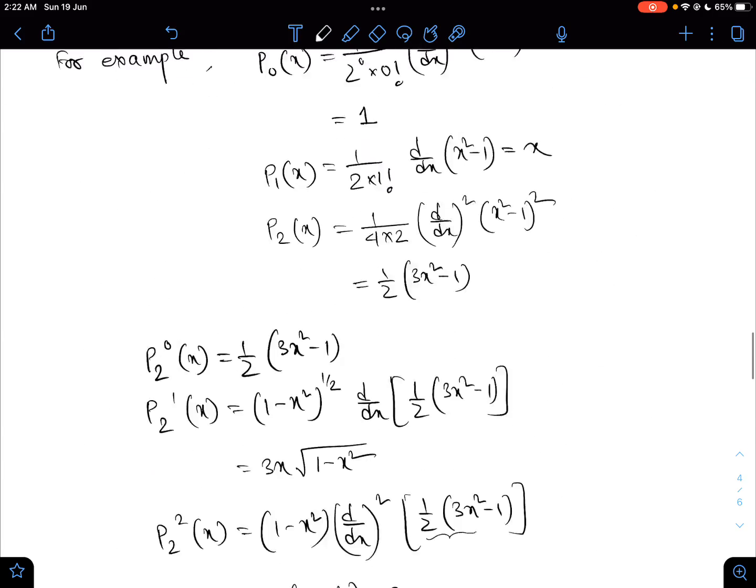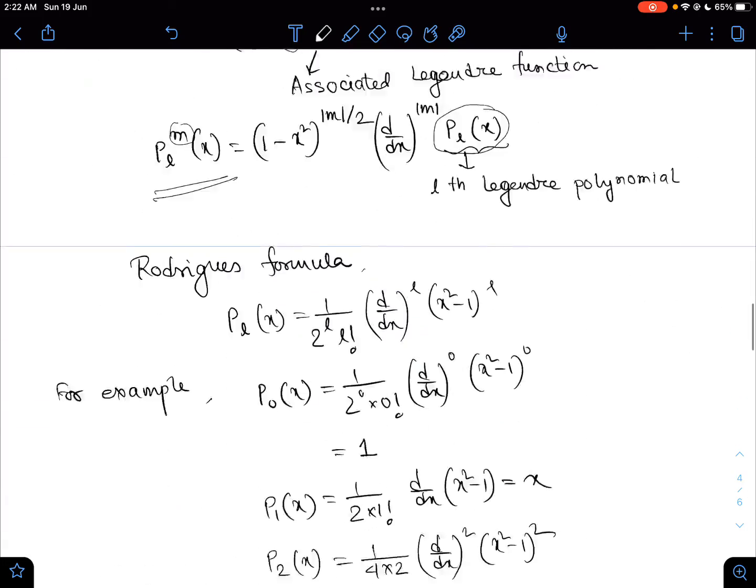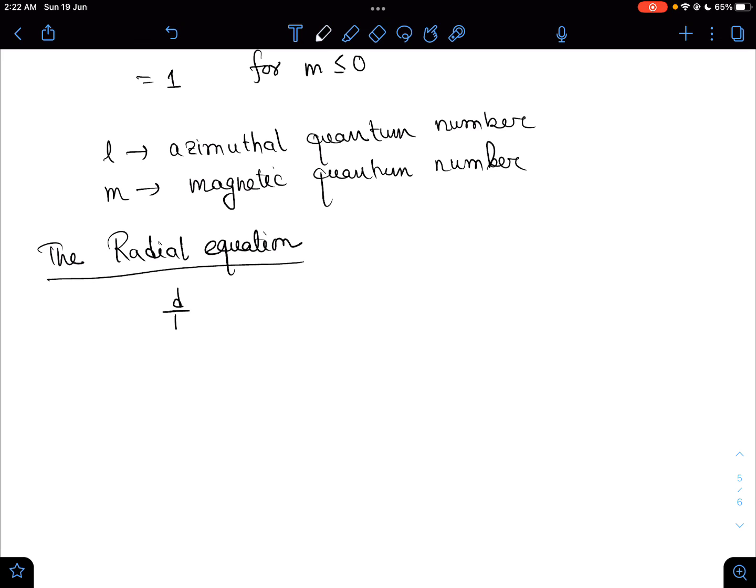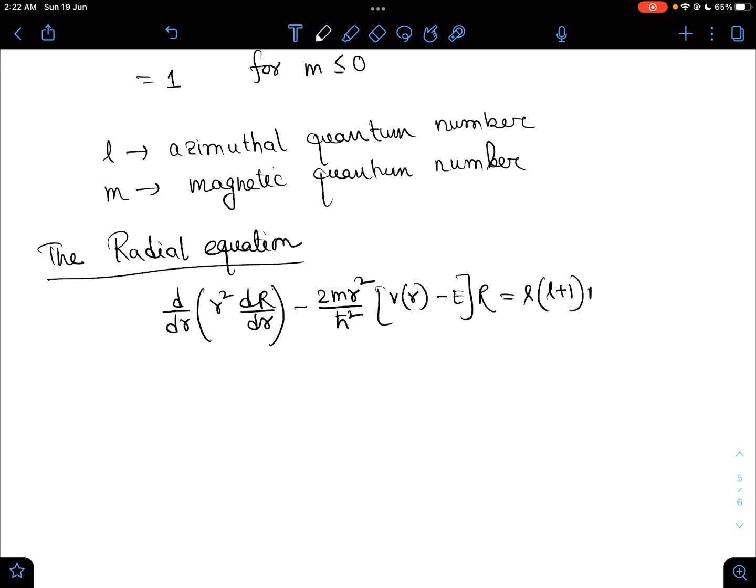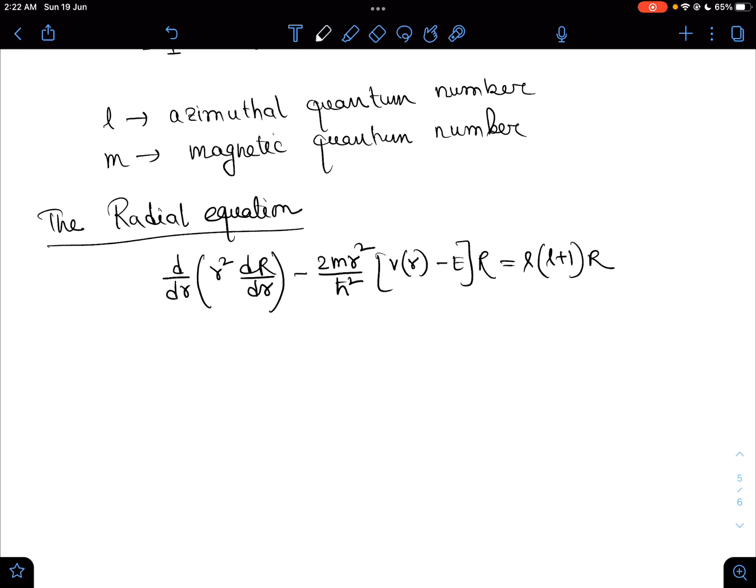So what was our radial equation? That is our radial equation, so let us write it down. We have d/dr of (r squared dR/dr) minus 2m r squared by h cut squared times (V minus E) R, which is equal to L into (L plus 1) R. So this equation can be simplified.